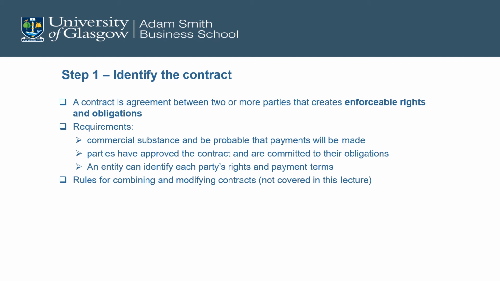A contract is an agreement between 2 or more parties that creates enforceable rights and obligations. The requirements are that it needs commercial substance and it must be probable that payment will be made. Parties have approved the contract and committed to their obligations. The entity can identify each party's rights and payment terms. There are also rules for combining and modifying contracts, which are not covered in this session.